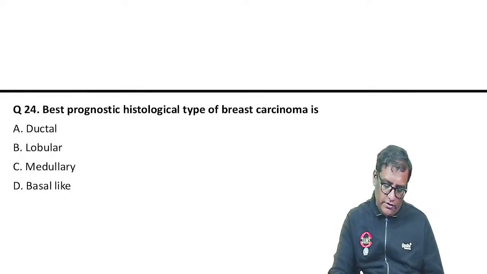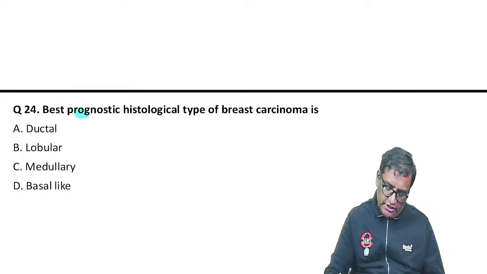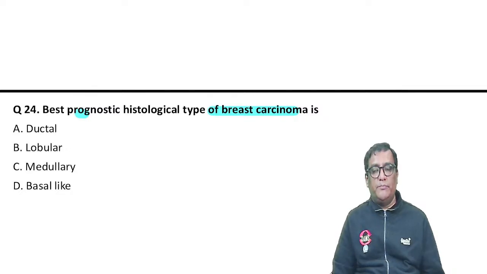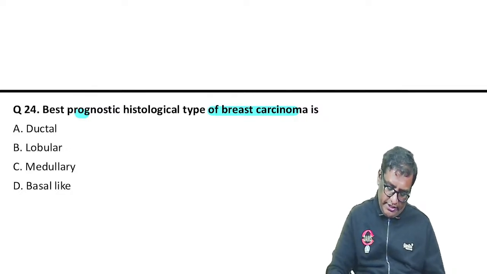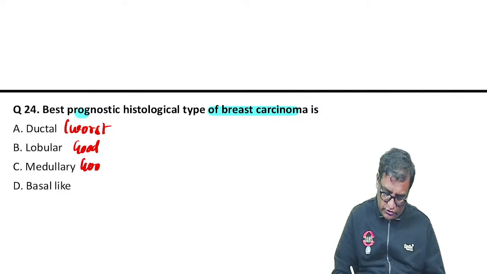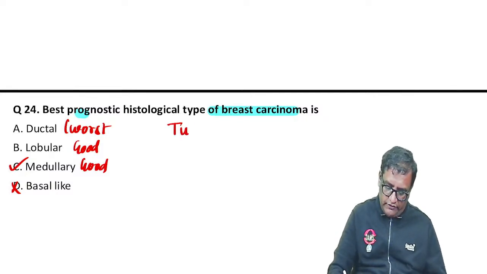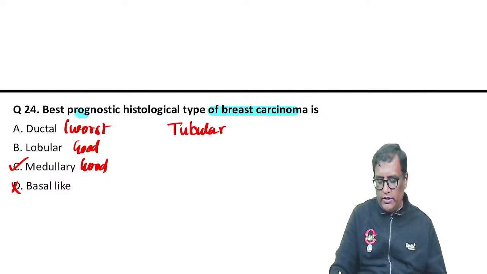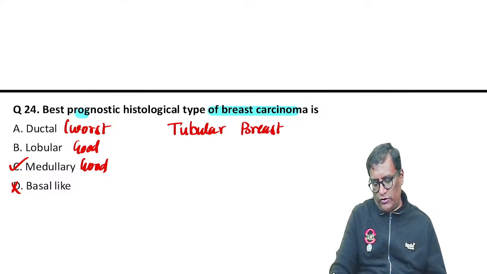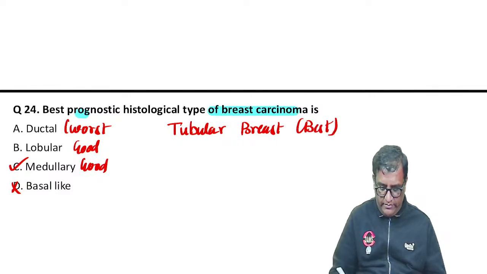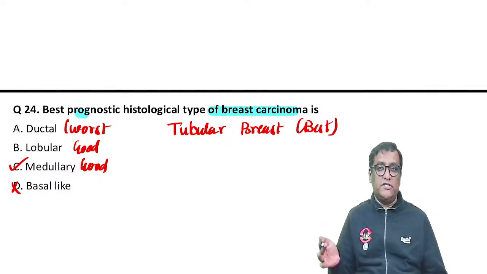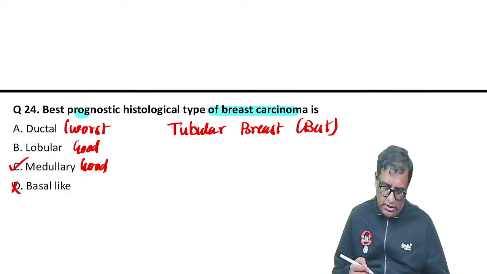Okay, question 24. Best prognostic histological type of breast carcinoma is, which is the best prognostic? Ductal is the worst prognostic histological. Lobular is good. Medullary is also good. So the answer in this case will be medullary. But if tubular breast carcinoma was given, tubular would be the best prognostic. But that is not given. Basal-like, anyway, is not a histological type. Basal-like will be worst prognostic. So in this, I will write medullary.